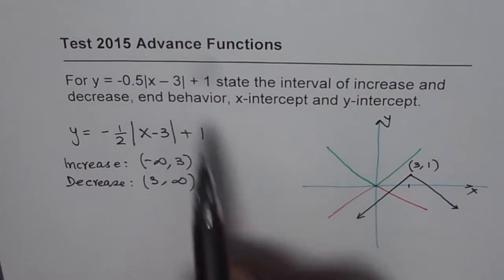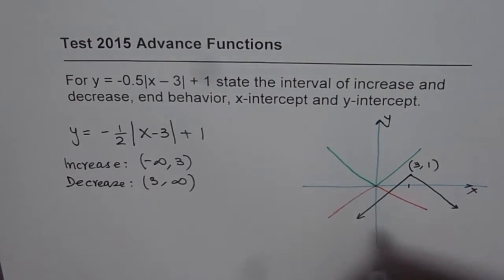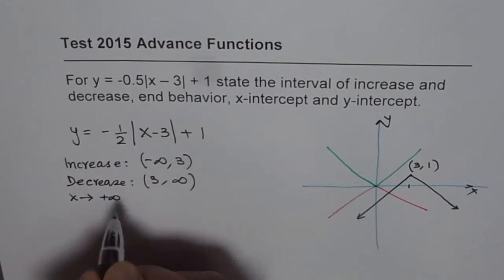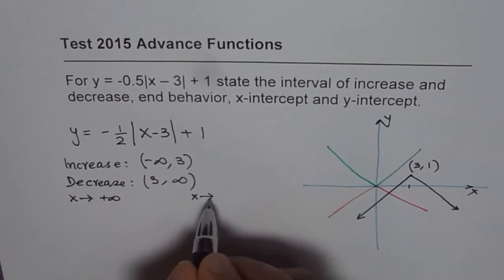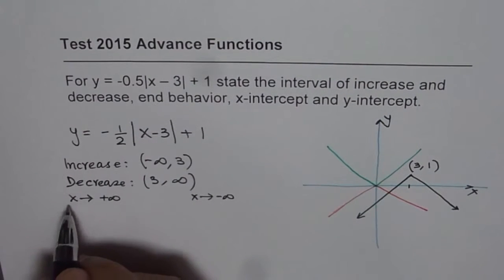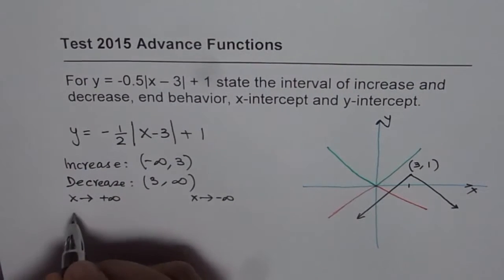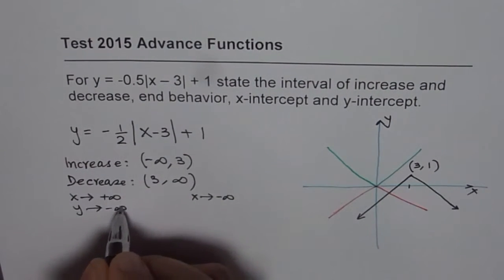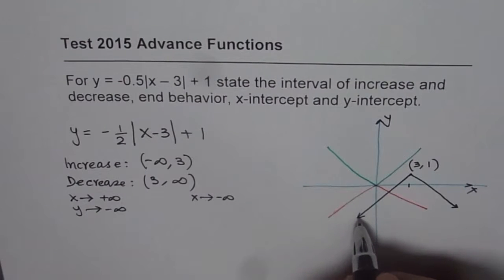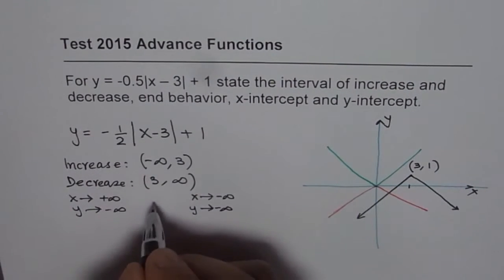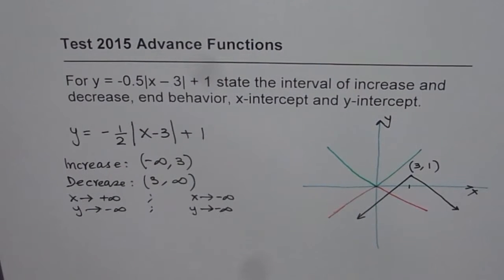Then we have end behavior. End behavior means what happens when x approaches positive infinity or when x approaches negative infinity. If x approaches positive infinity, y is approaching negative infinity, right? So y is approaching negative infinity. When x is approaching negative infinity, y is again approaching negative infinity, right? So that is the end behavior.